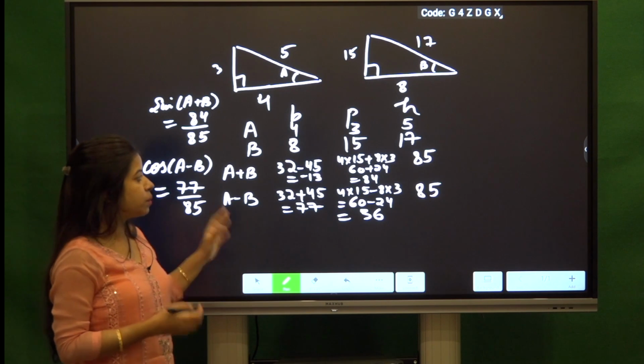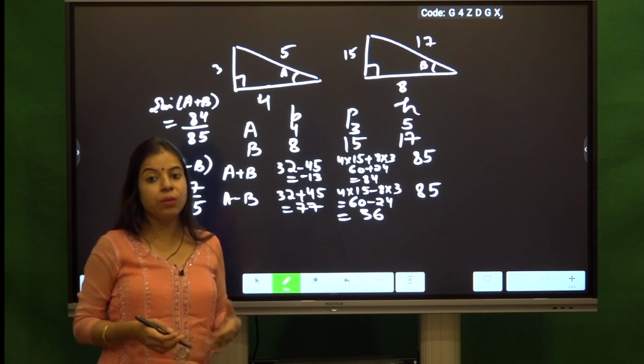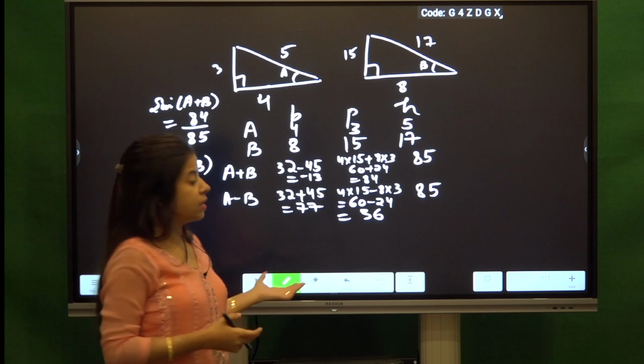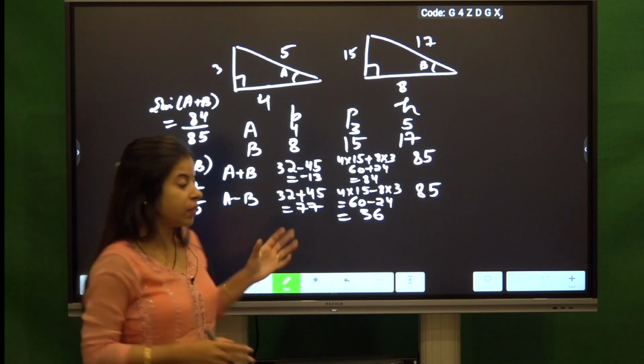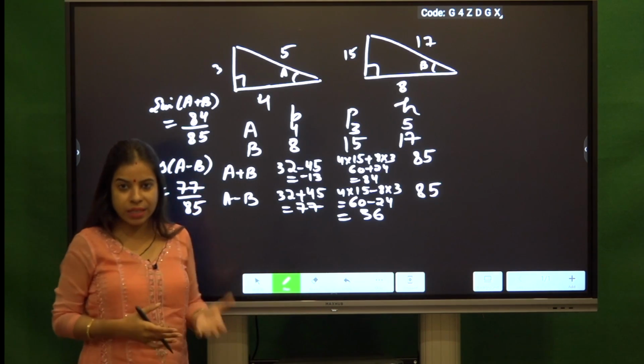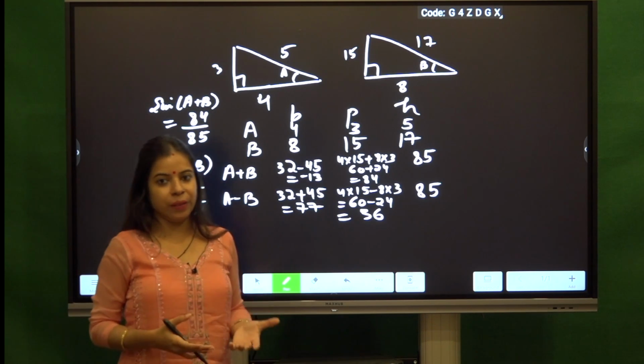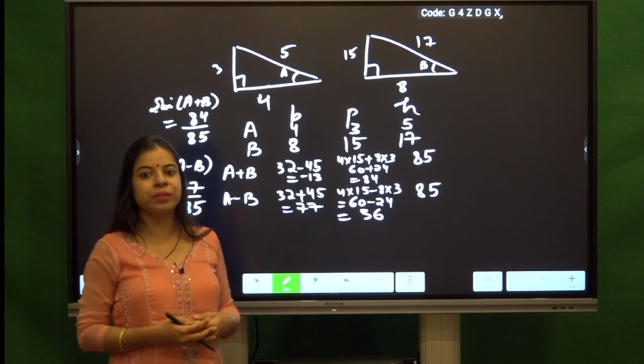I hope this method will be useful for you, and this is clear, because this method is very easy to understand and apply. Okay? Thank you.